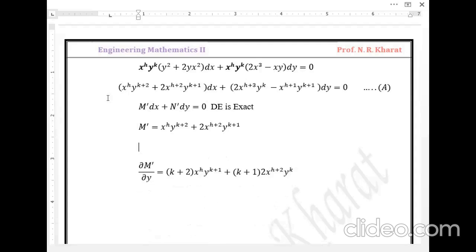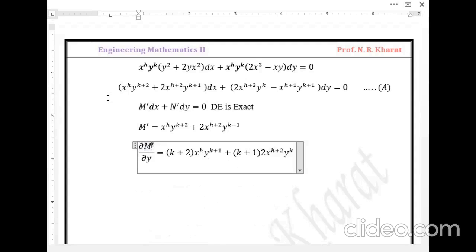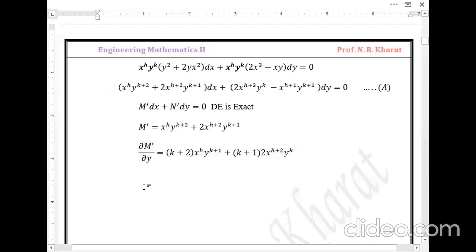And that derivative is k plus 2, x raised to h remains constant, and the index of y reduced by 1 becomes k plus 1. Similarly, the index of y becomes k, and the index of h remains k, x remains h plus 2, and 2 is the coefficient. Similarly, we can find the derivative of N dash with respect to x.